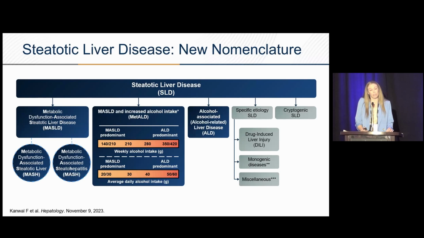MASLD and increased alcohol intake, or MetALD, is a new subtype within this umbrella of steatotic liver disease. And that's basically what it sounds like. It's patients with cardiometabolic risk factors who have an increased alcohol intake. In the clinical space, this can be a dynamic spectrum. You can have patients who are MetALD who are more MASLD predominant, maybe if they have more heavy metabolic burden, or they could fall more on the right side if they take in more alcohol, on the right side of the cut points.